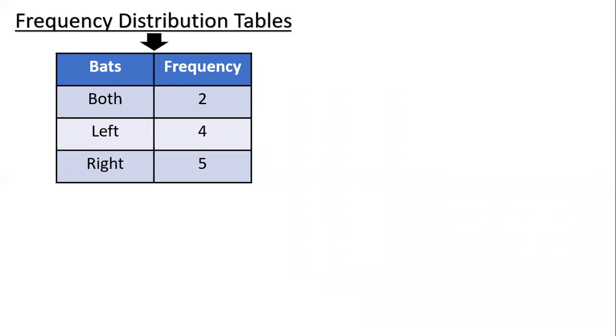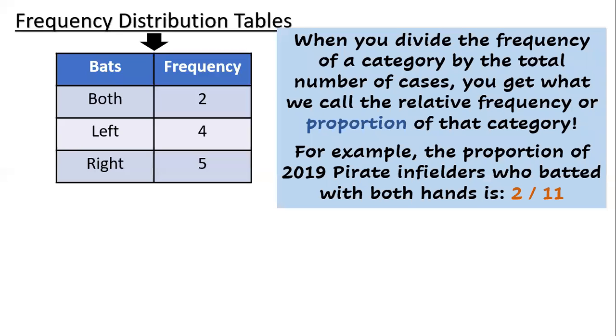Now, once we start talking about the counts or the frequencies of different categories of a categorical variable, an important vocabulary word that we like to talk about is what we call proportion. If you divide the frequency of a category by the total number of cases, you'll get what we call the relative frequency, or the proportion of that category. So, for example, suppose we were interested in the proportion of Pirate infielders who batted from both sides of the plate. There were 2 of them out of 11.